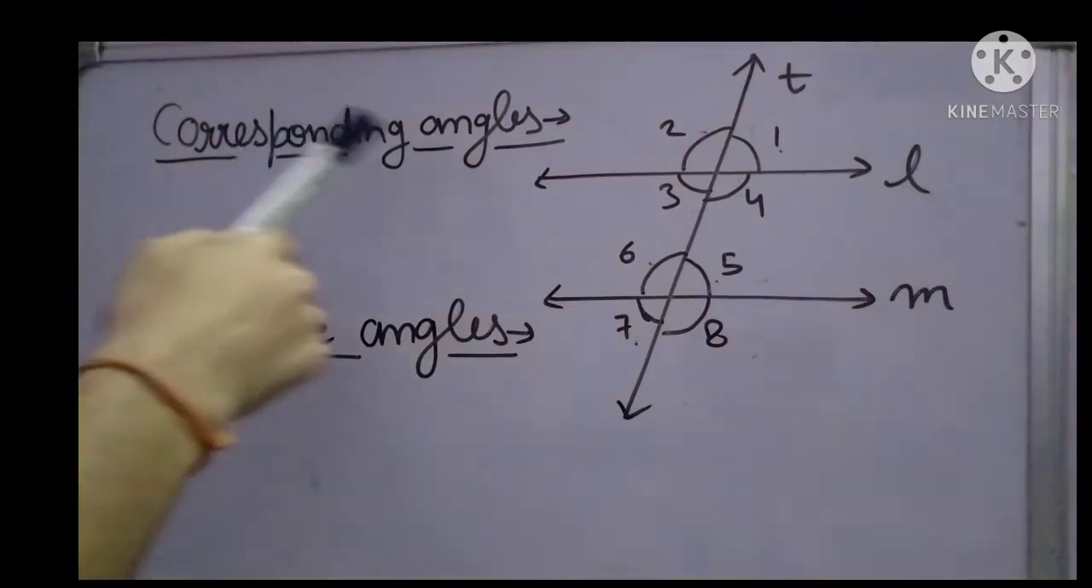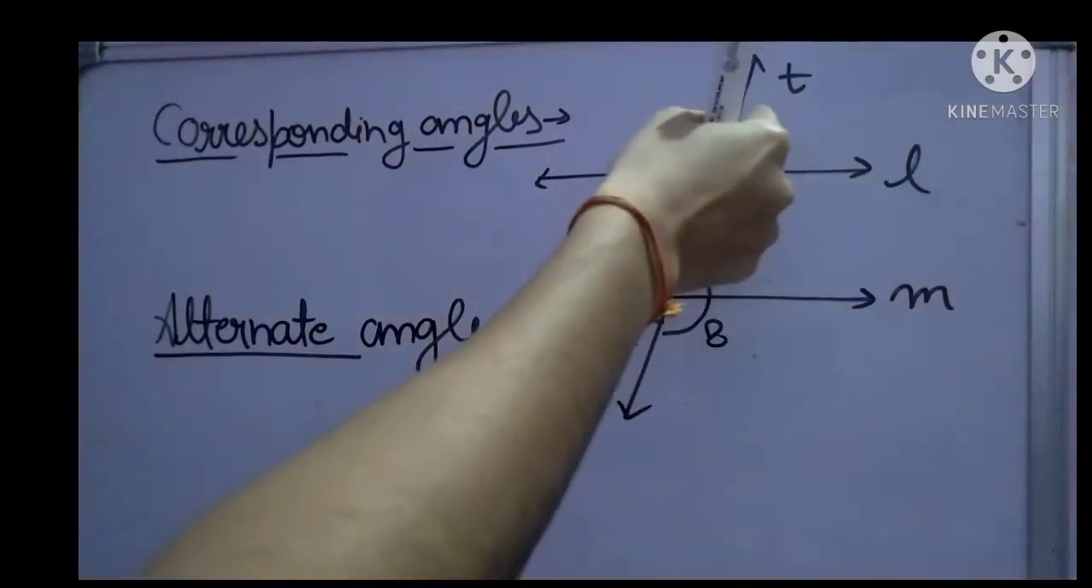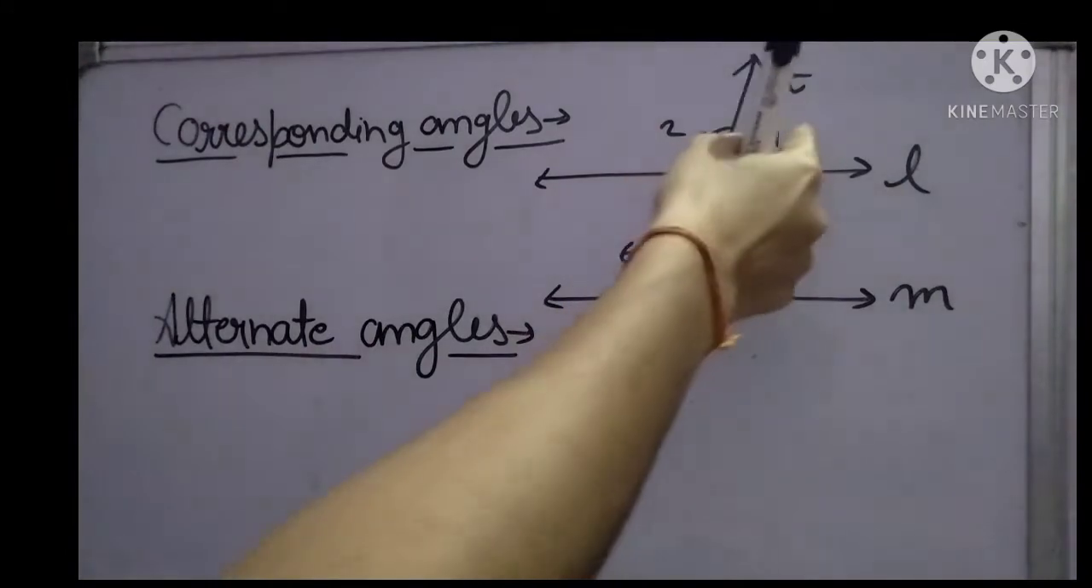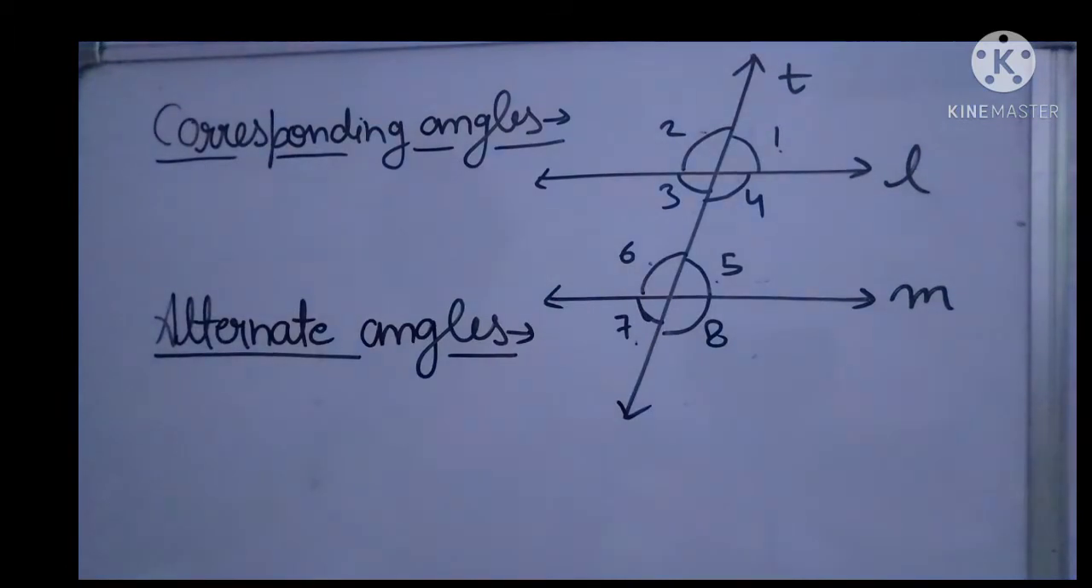Next is corresponding angles. The angles on the same side of the transversal, but one is exterior and the second is interior, are known as the corresponding angles. So the angles on the same side of the transversal, where one is exterior and the second is interior, are called corresponding angles.